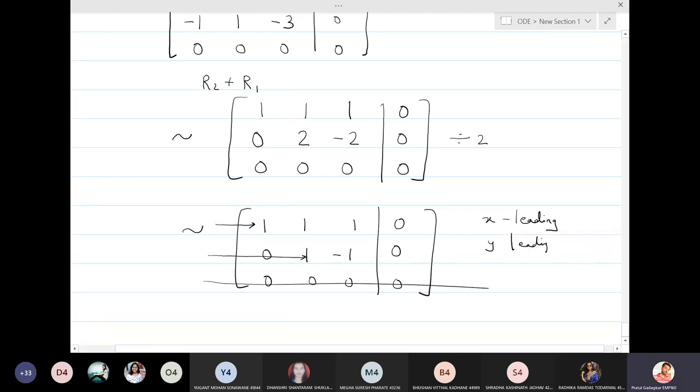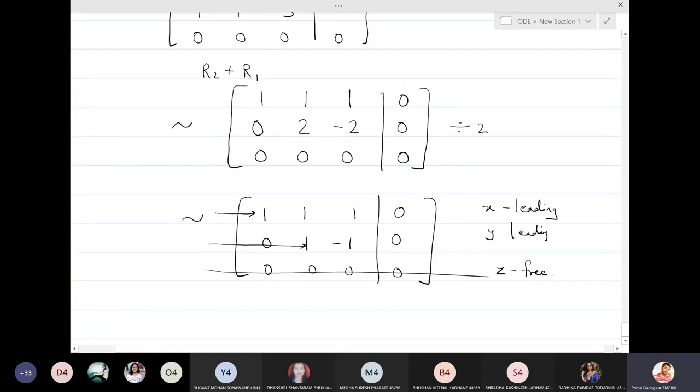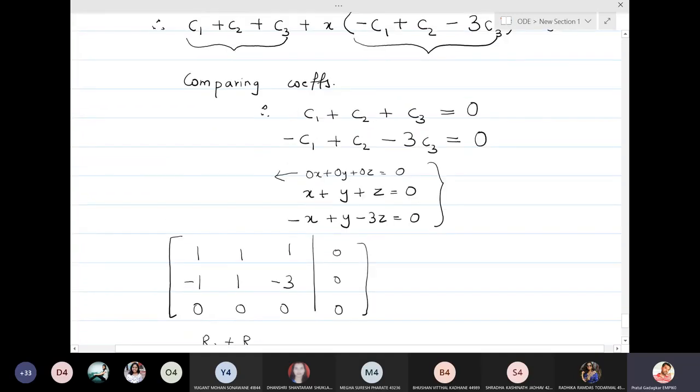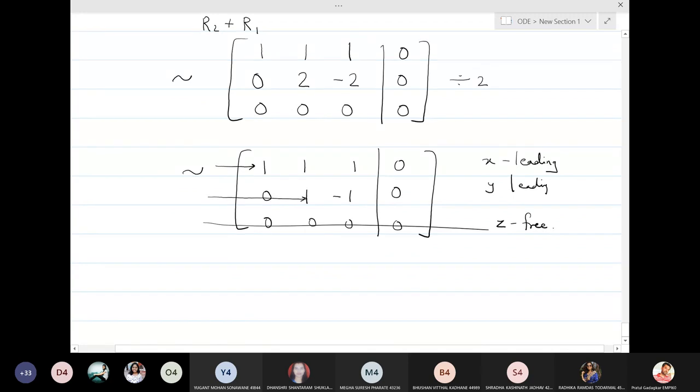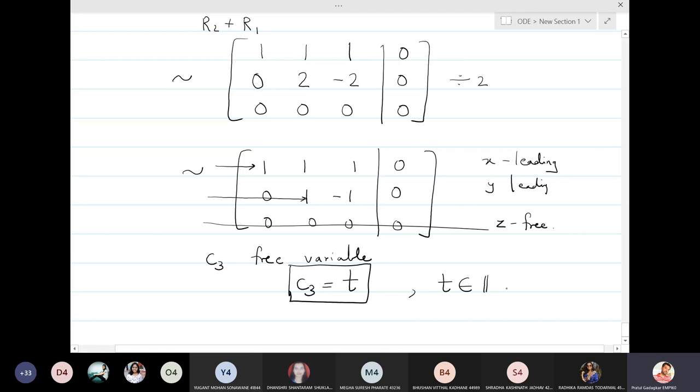And z is free. So z is free. Who is my z? My z was c3. Okay. This means that c3 is a free variable. So c3 is free. So I can say c3 is equal to t. You can put c3 equal to t. t is any real number. Okay, this was your Gaussian elimination method, which you have done in your first year classes.